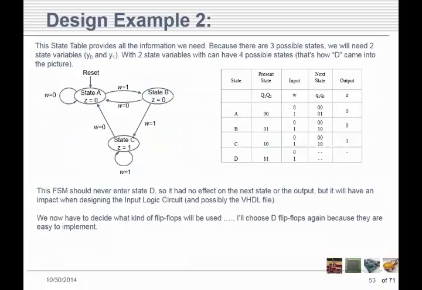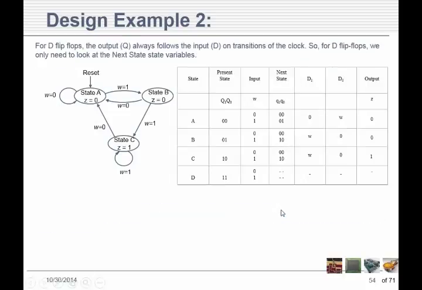Okay, now we decide what kind of flip-flops. I decided on D again. We're going to have to do at least one with a JK so that you can see how that works. But here we've got it. Again, D is simple because it's basically just what we've got in our next state. But here, this is where I see a lot of students make mistakes, so please pay attention to this part.